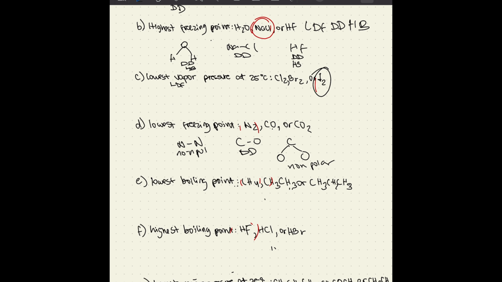So between the three, this one is out. Between N2 and CO2, it's going to be N2 because it's the smallest non-polar compound. If you add the molecular weight of CO2, 12 plus 16 plus 16, it's going to be 40 something, right? And then N2 is going to be 28, so it's going to be N2.